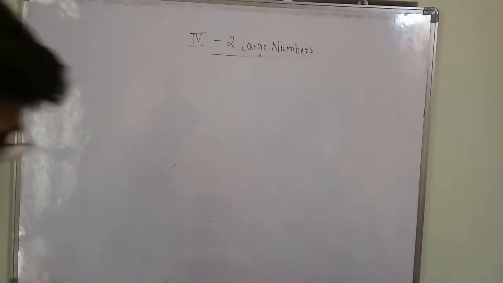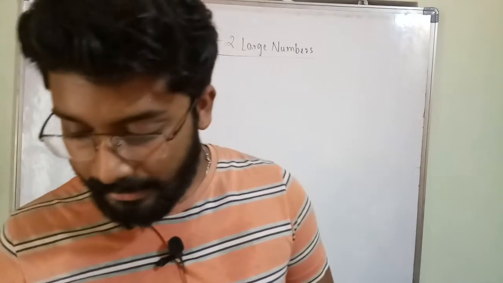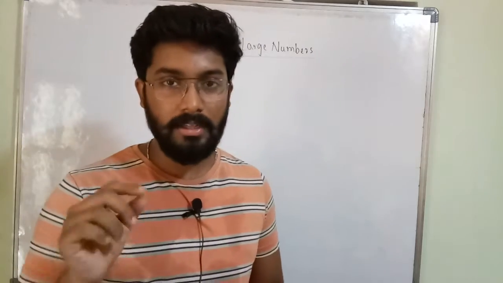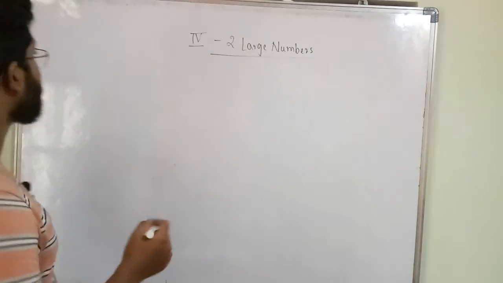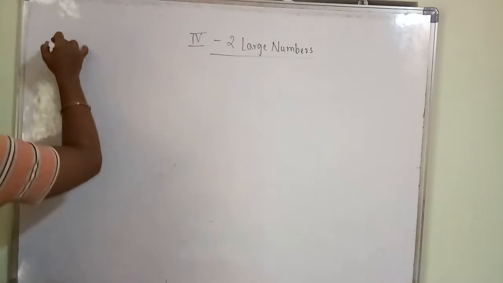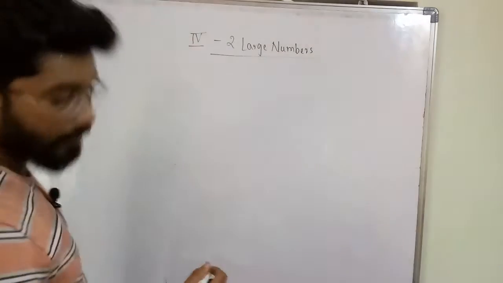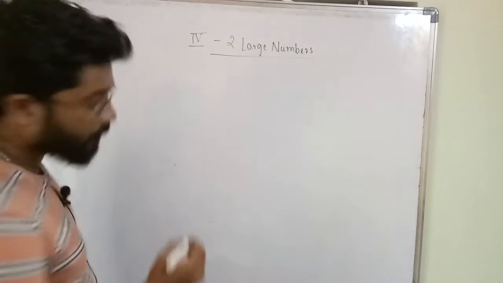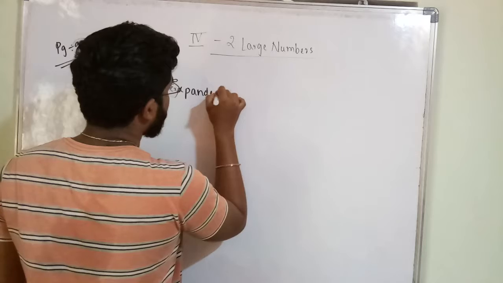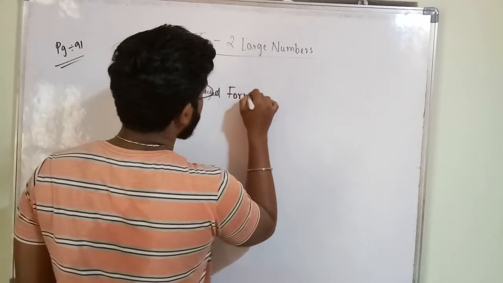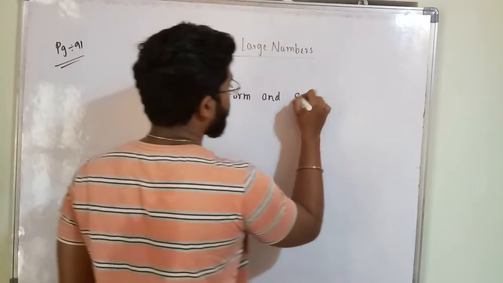So students, in previous class we have discussed about place value and face value, how to find the place value and face value for the given digit in the given number. So in today's class, in your page number 91, we will discuss about expanded form and short form. Expanded form and short form.